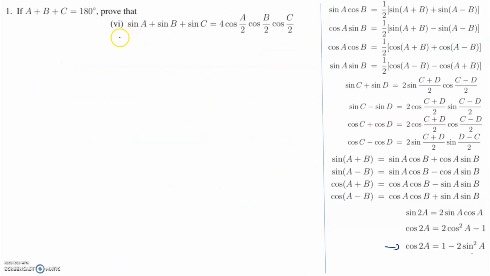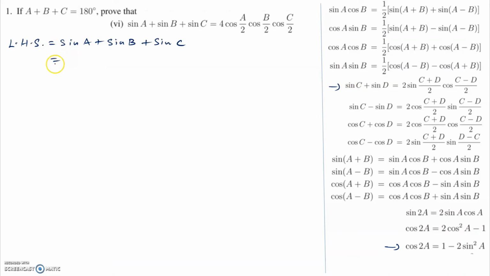Part 6. Prove that sin A plus sin B plus sin C is equal to 4 cos A/2 cos B/2 cos C/2, and you're given the condition A plus B plus C is equal to 180 degrees. So on the left hand side, which is equal to sin A plus sin B plus sin C, let's apply this formula here, sin C plus sin D onto sin A plus sin B.